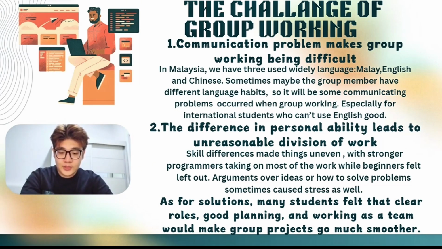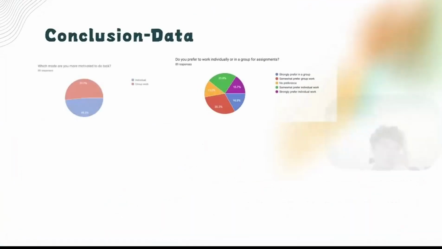The second is that differences in personality lead to unreasonable division of work. Skill differences made things uneven, with stronger programmers taking on most of the work, while beginners feel left out. Arguments over ideas or how to solve problems sometimes cause stress as well. As for solutions, many students feel that clear rules, good planning, and working as a team would make group projects go much smoother.